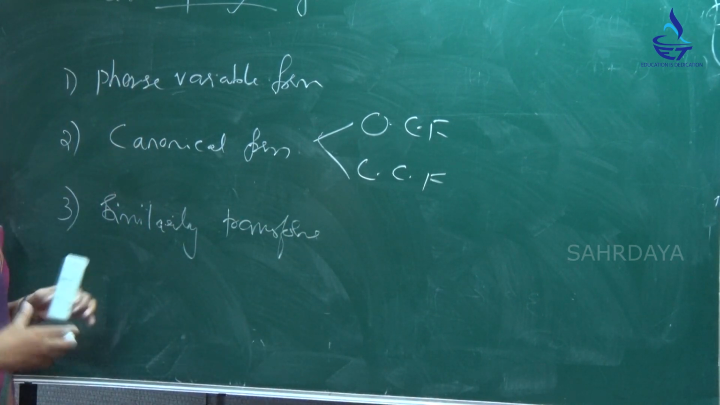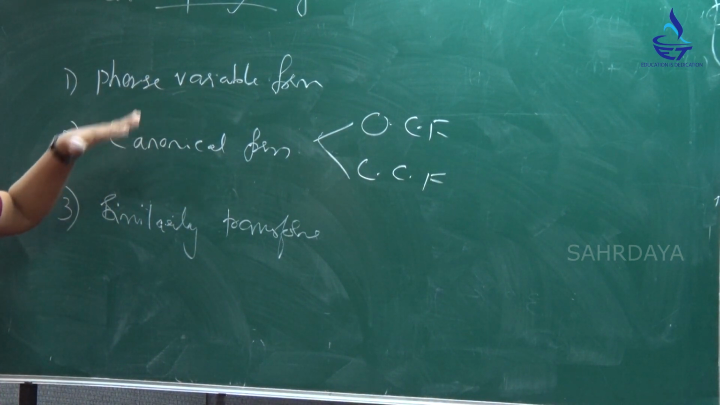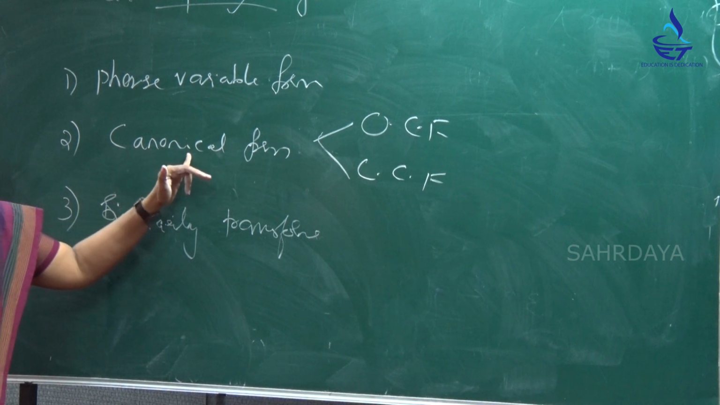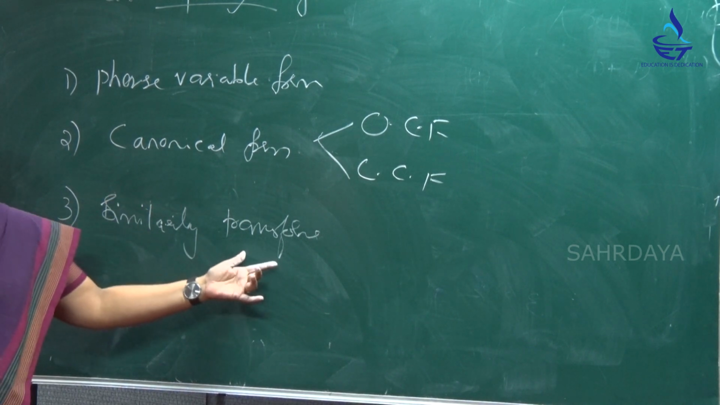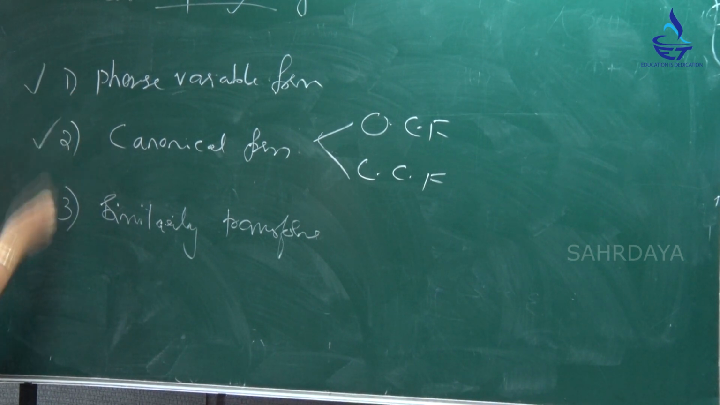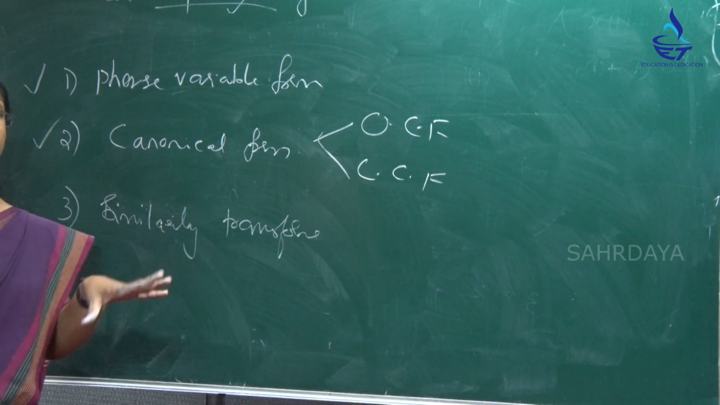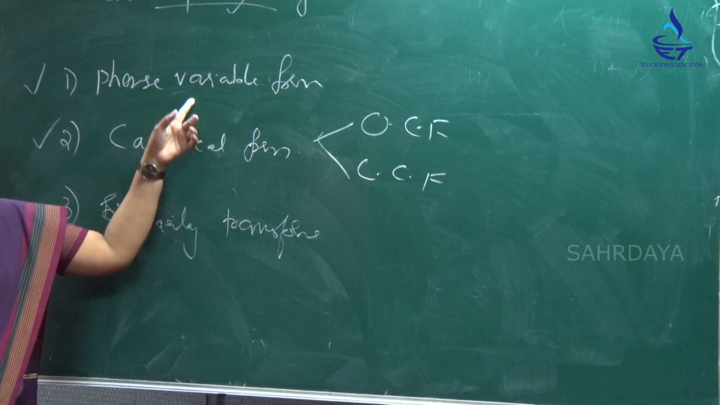So there are three ways in which you can represent a system. One is a phase variable form, or it can be a canonical form, or it can be a similarity transformation form. So in our syllabus, only these two things are to be studied. So in the next class, I will show you how to represent a system in these types of forms.